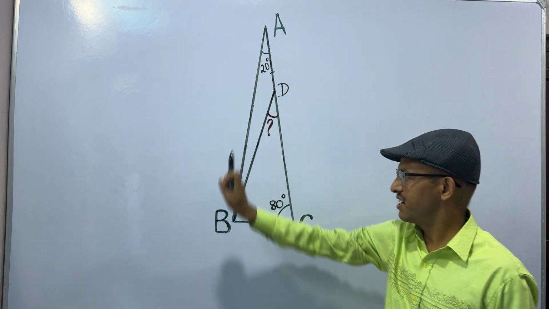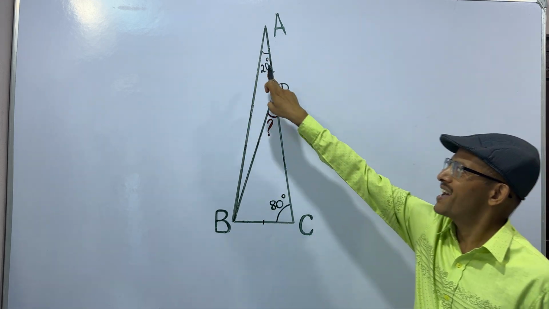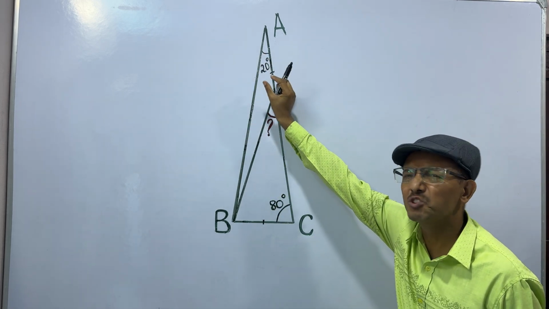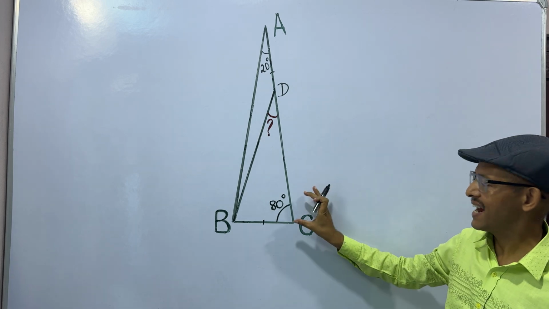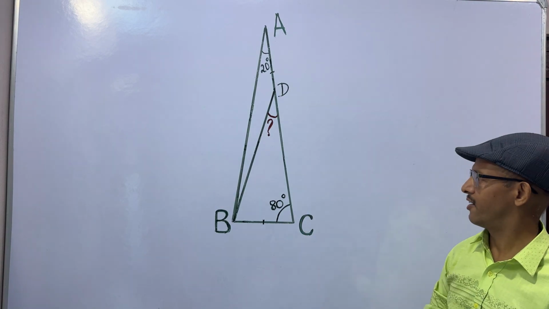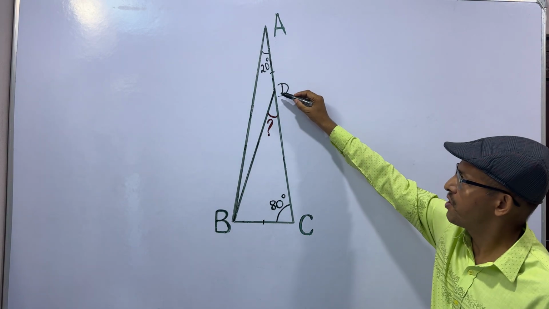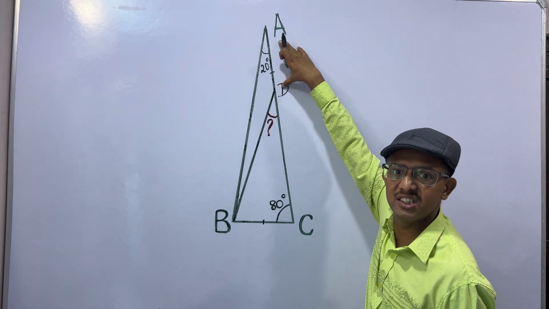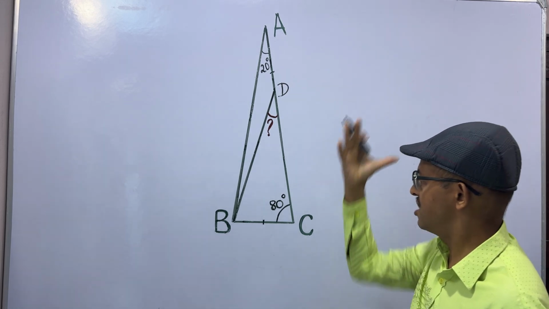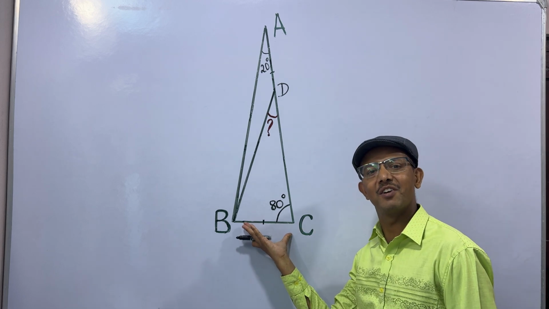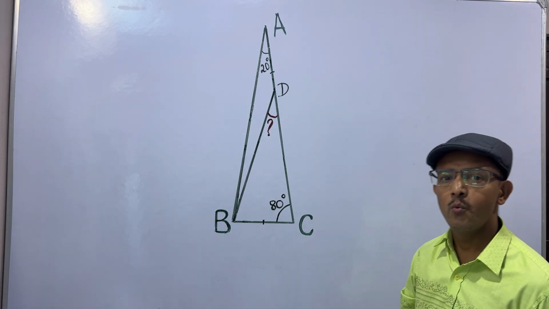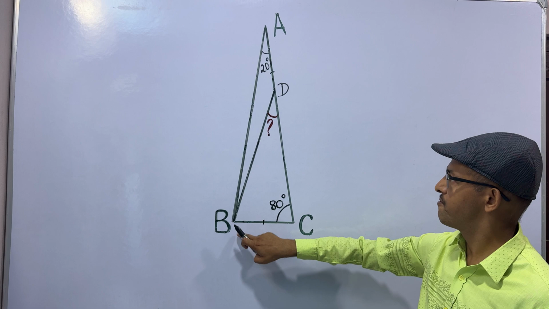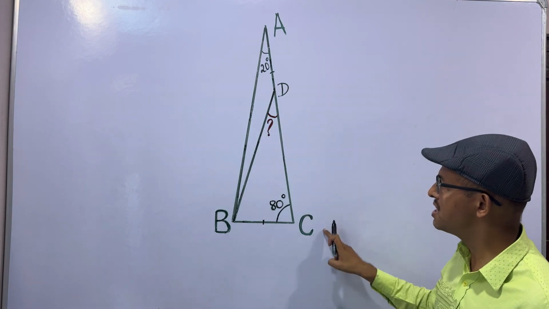We got a triangle ABC with angle A measuring just 20 degrees and angle C measuring 80 degrees, and a point D on AC such that the length of line segment AD is just equal to the length of line segment BC. And we are asked the question, find the measure of angle BDC.